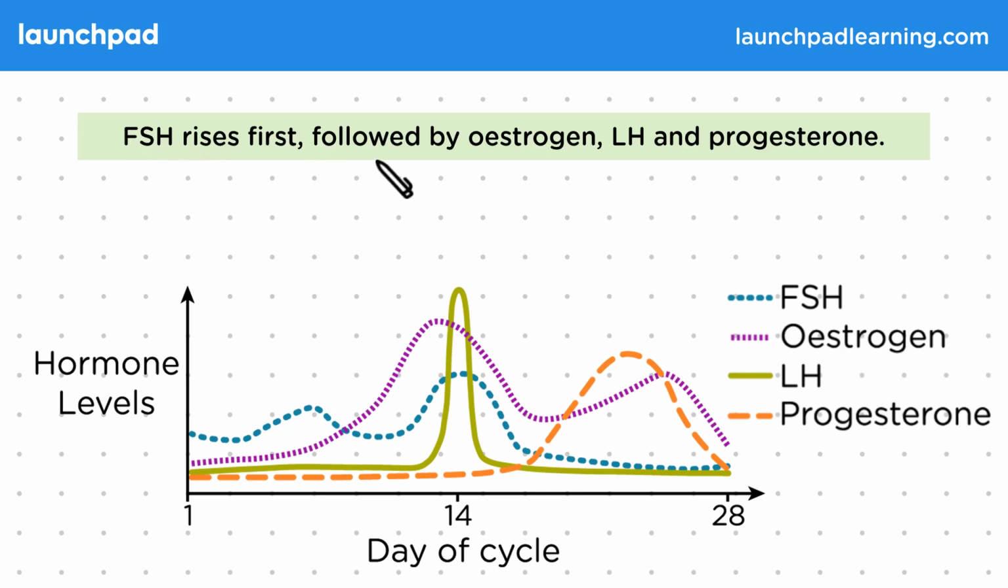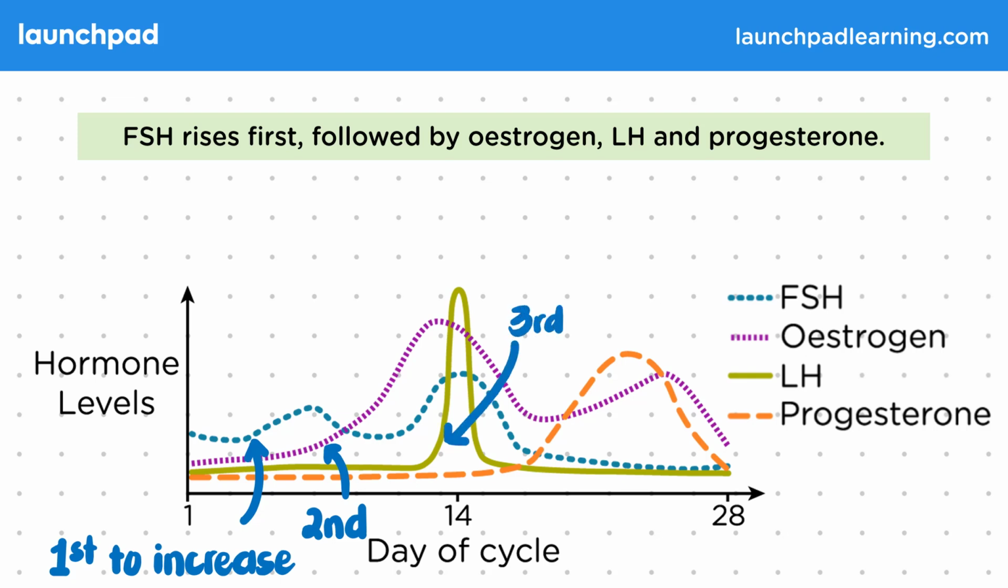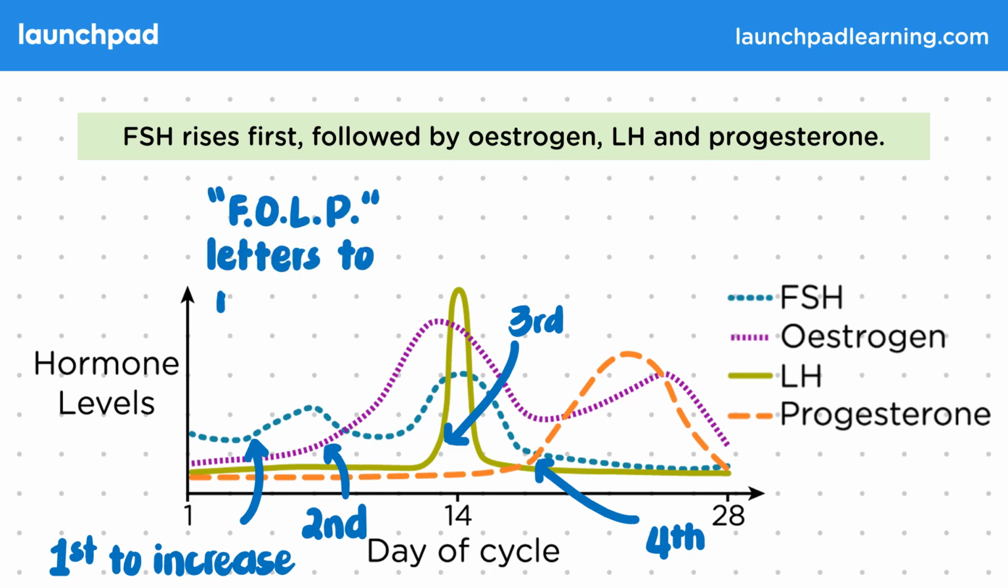FSH rises first, followed by estrogen, LH, and progesterone. So then at this point on the graph, you can see that FSH is the first hormone to start increasing. Just after this increases, you can see that the estrogen starts to increase, followed by LH, and finally progesterone increases around here. You might find it useful to remember the order of increases by using FOLP, which stands for FSH, estrogen, LH, and progesterone. So how can we explain the shape of this graph?